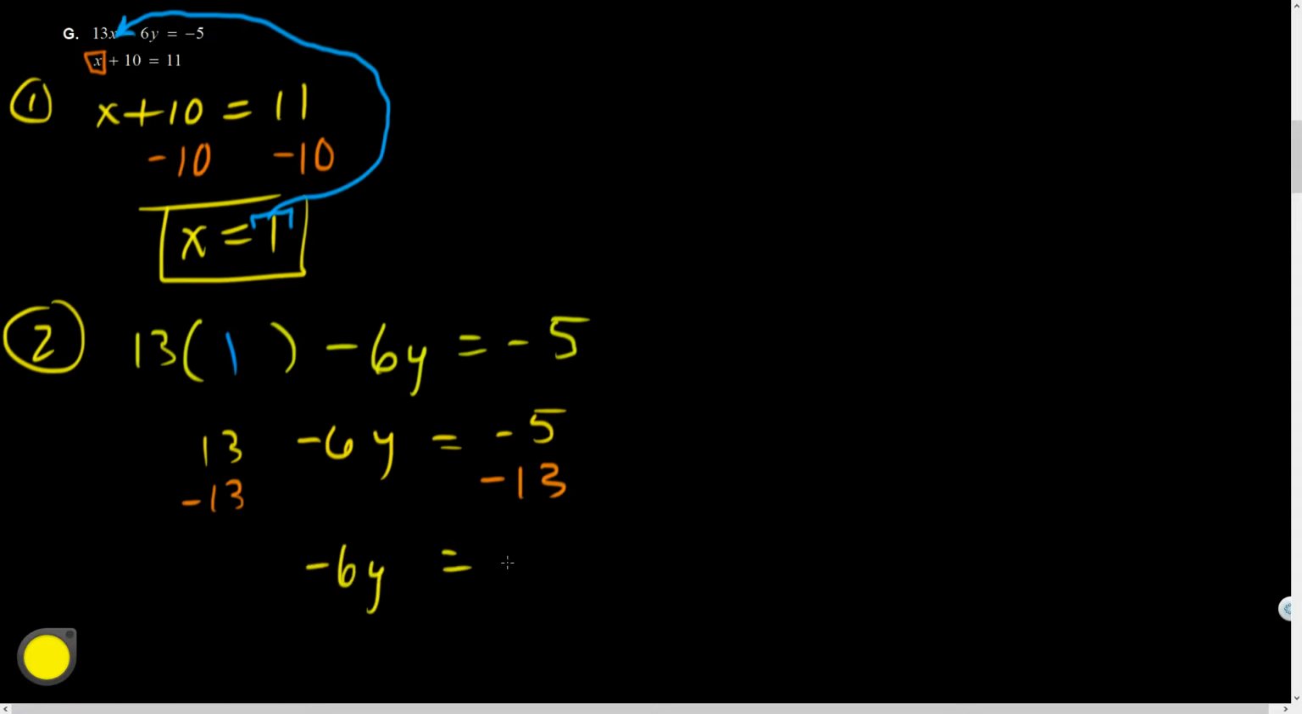Really, it's not a bad idea. This is becoming more negative, and then to solve for y, it's not being subtracted by 6. It's being multiplied by -6. And the inverse operation would be to divide both sides by -6.